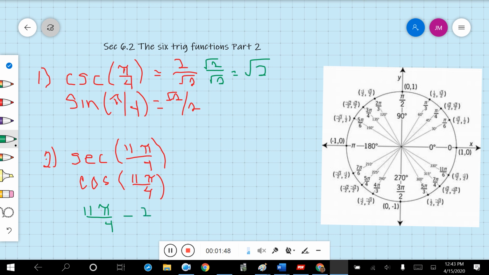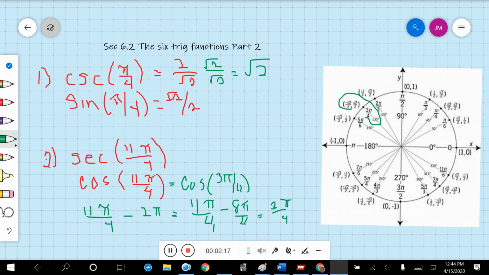So if I take 11 pi over 4 and I subtract 2 pi, that would be 11 pi over 4 minus 8 pi over 4, to give them common denominators, which gives 3 pi over 4. So what I'm really looking for is the cosine of 3 pi over 4. The cosine is the x value, so that is negative root 2 over 2.